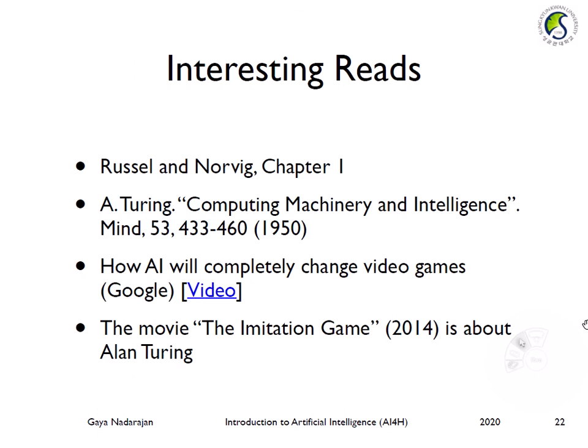And I've added some interesting links for you. So if you want, you can read more about all those definitions in the first chapter. If you really want to read Alan Turing's paper, that's from 1950. I haven't read it, but I'm sure it's a good read. And also, I've mentioned the movie The Imitation Game, which is all about Alan Turing, if you're interested.